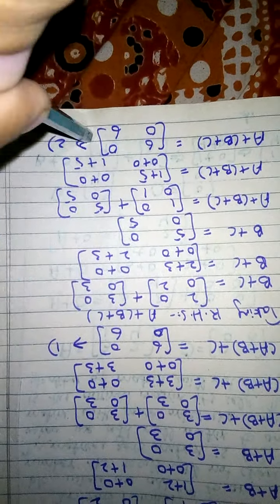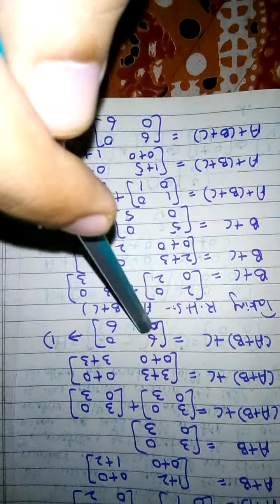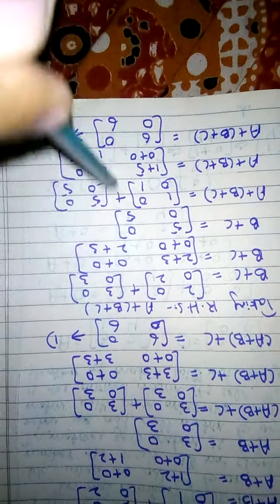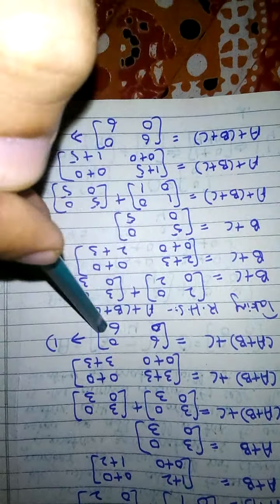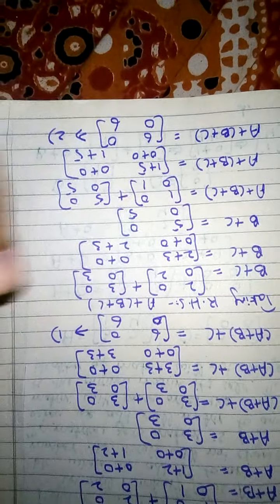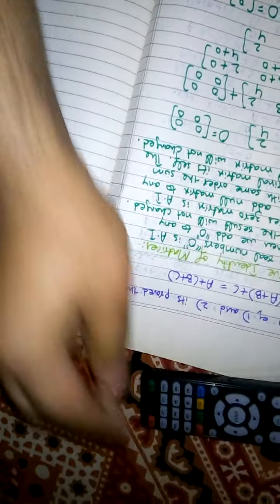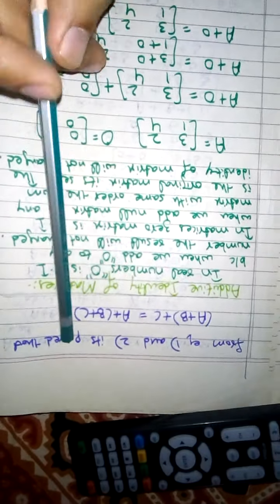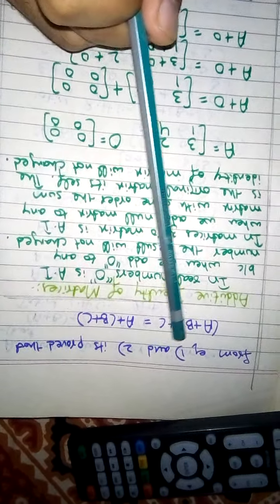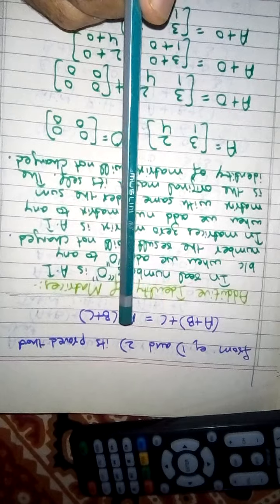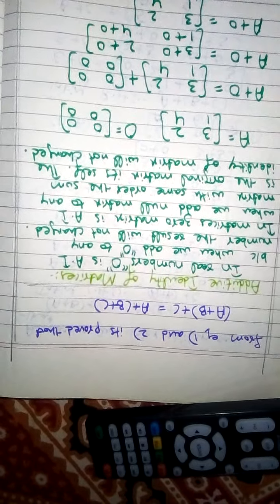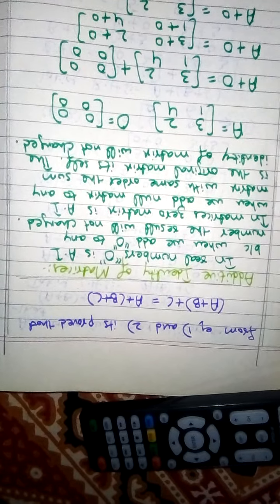If you look here, equation 1 and 2 both have the same order, 2 by 2, and the same matrix, 6 0 0 6 and 6 0 0 6. So from equation 1 and 2 you can say that the associative law is proved, or (A + B) + C equals A + (B + C).